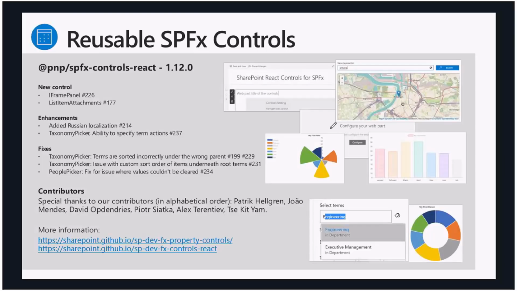So if you're not familiar with the reusable controls, there are two flavors. The property controls are used in the edit pane, and the content controls, or the controls React, are used in the body and the display.